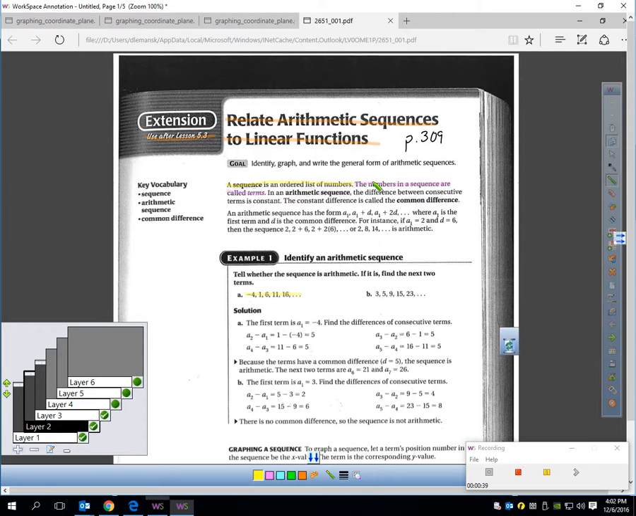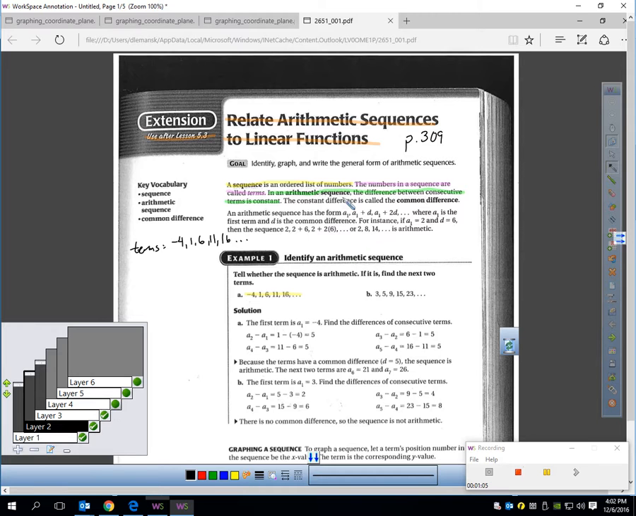Now, the next vocabulary word is the word terms. The numbers in the sequence are called terms. So if I was to ask you on a test, what are the terms of the sequence, you could write down the terms are -4 and 1 and 6 and 11 and 16 and so on. Each of those are called a term.